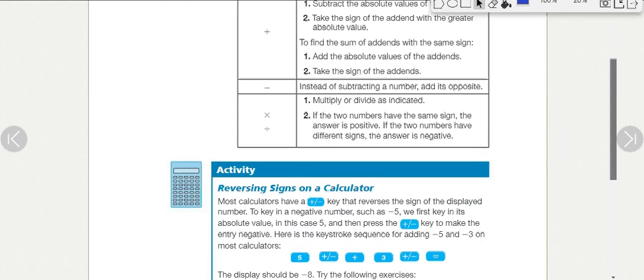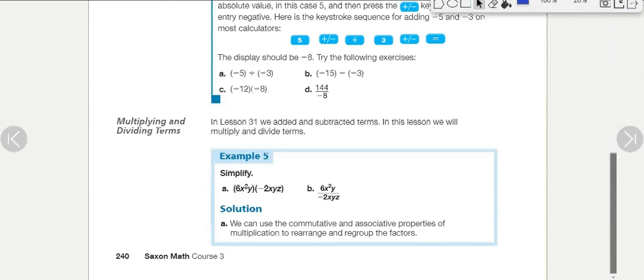So here's some rules to remind you how this worked. You can do a little activity about reversing signs on your calculator. Use that little plus, minus, slash sign right here. You ever use that? And other things. We added and subtracted our terms in lesson 31. When you multiply and divide terms like this, it says we can use the commutative and associative properties to help us. Everybody's favorite.